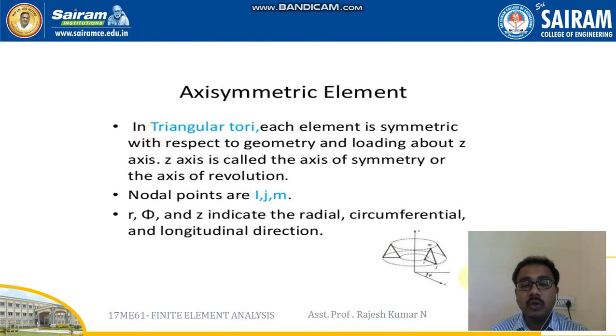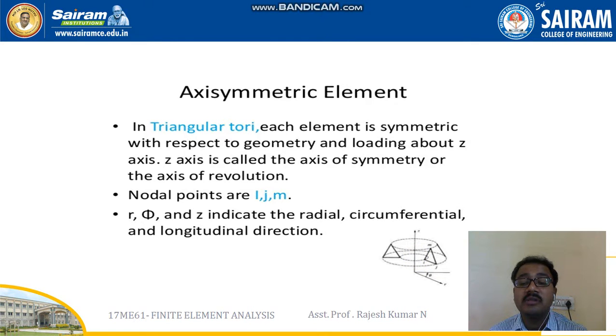In a triangular torus, the axis has been defined as z, r and theta, or sometimes we can also use phi instead of theta. Each element is symmetric with respect to the geometry and loading about the z axis. This particular z axis, you can see here, is called the axis of symmetry or the axis of revolution. Some people call it a symmetrical axis.